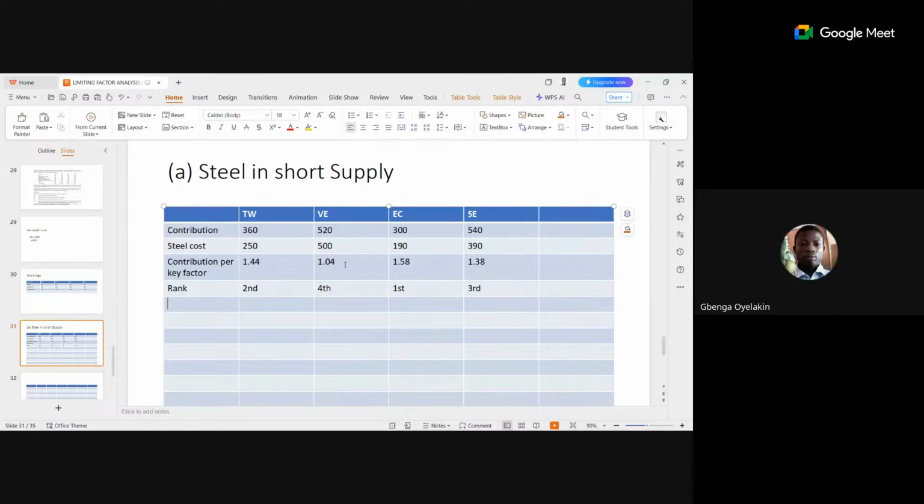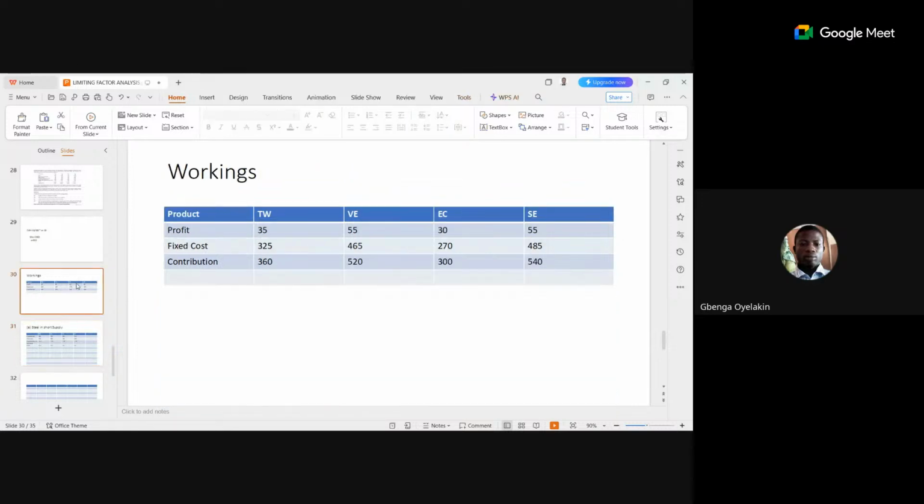1.44, 1.04. Isn't it? 360, the 361 is not the contribution per key factor.